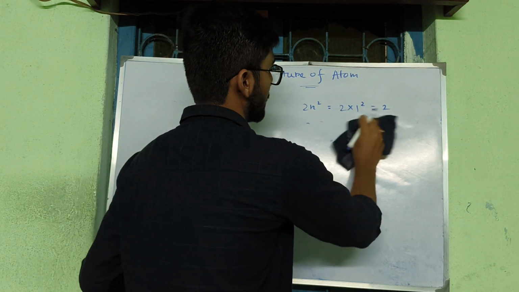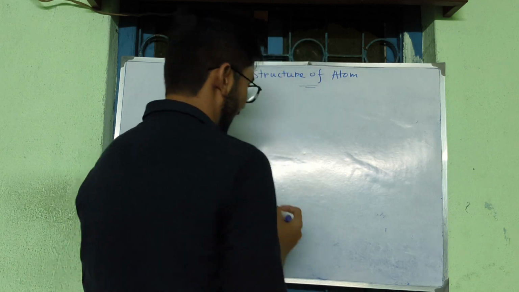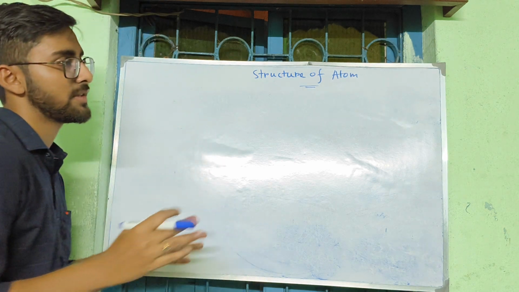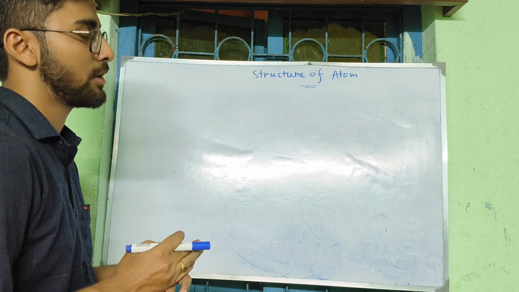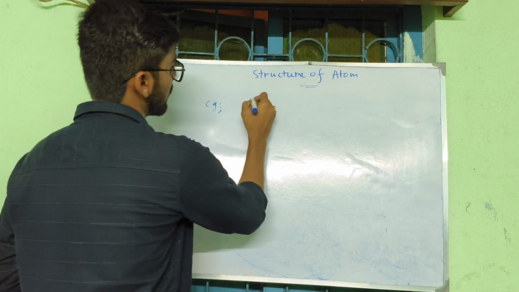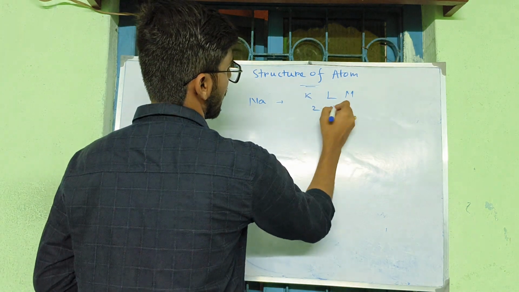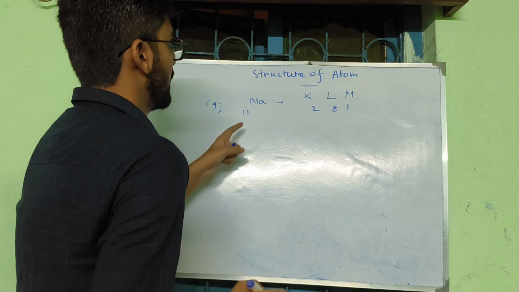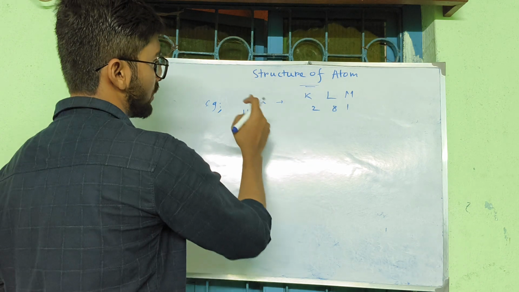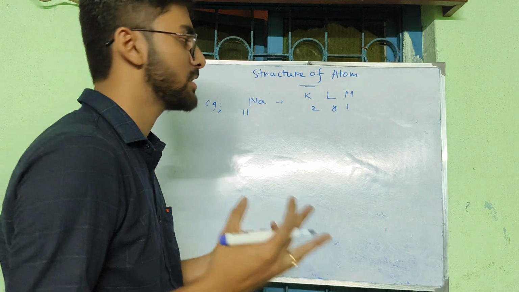Now I will discuss the valency and valence electron. Valence electrons are the number of electrons present in the outermost orbit of an atom. Let's take an example. In case of sodium atom, we have already seen that the outermost shell is M shell and it contains one electron. So the number of valence electrons in sodium atom is 1. And what is valency?